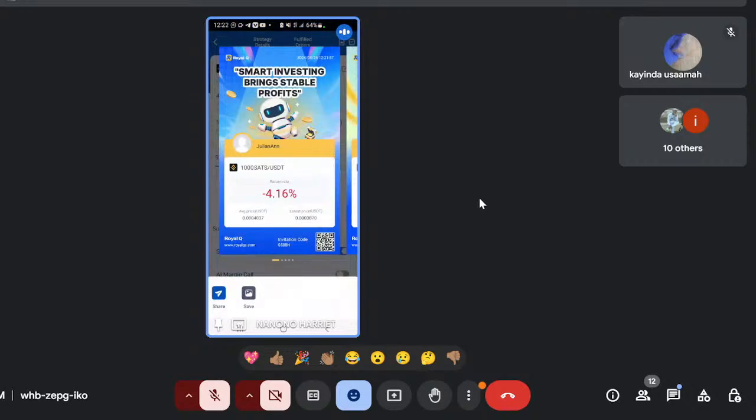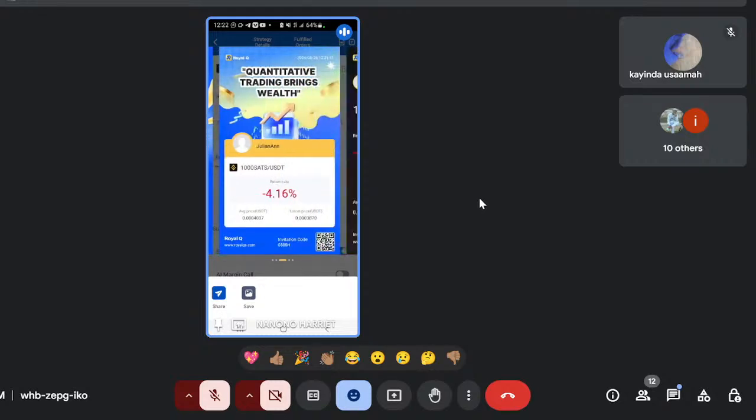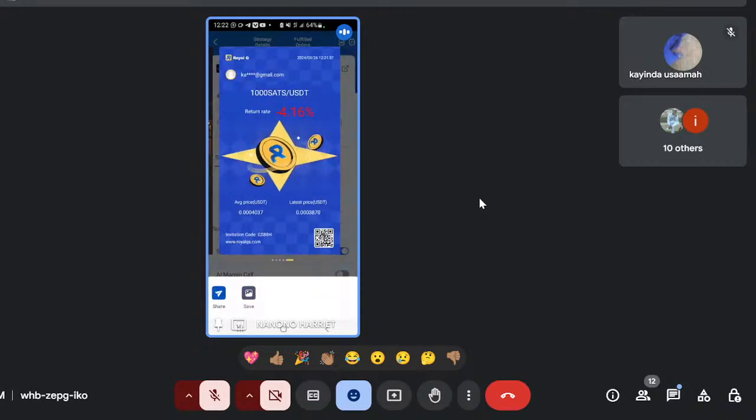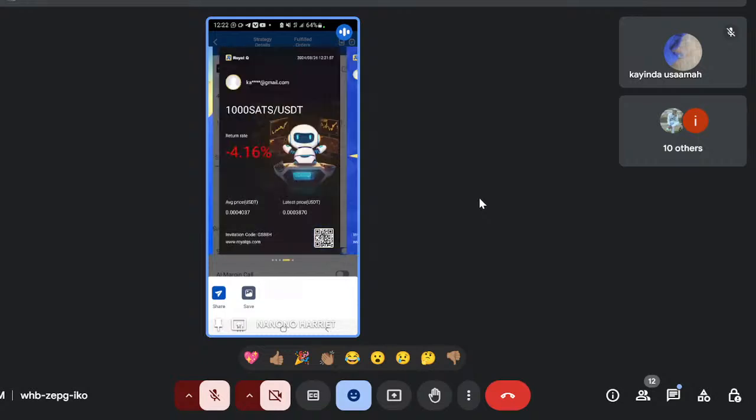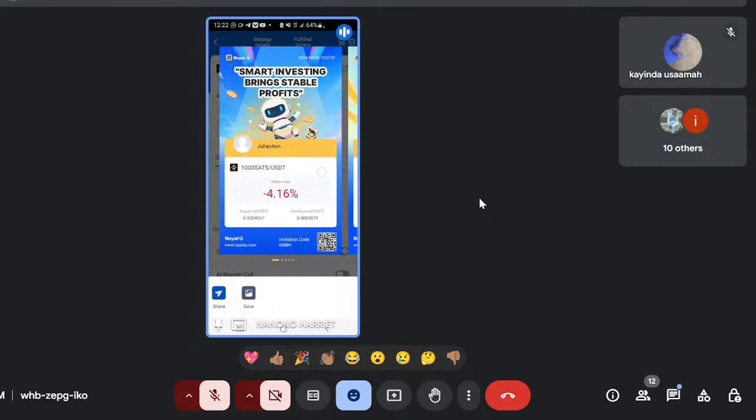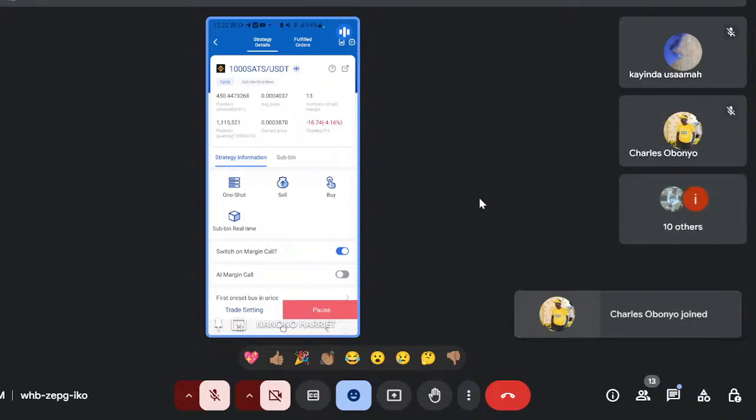You can either do a sharing, or you can save that page and then share it with your friends. Like you can share this one, smart investing brings stable profits. You can share quantitative trading, new era. You can share this one, quantitative trading brings wealth. The good thing is each and every slide that you share goes with your invitation code. So it means you are sharing with others. They can easily use that QR code and register with you even when you are not there.